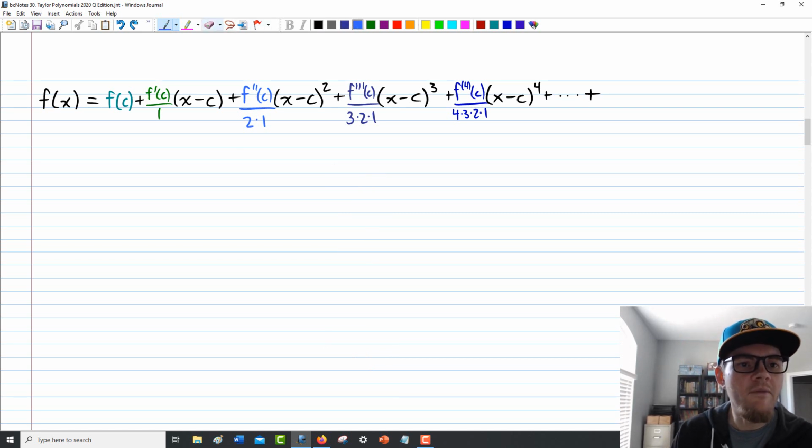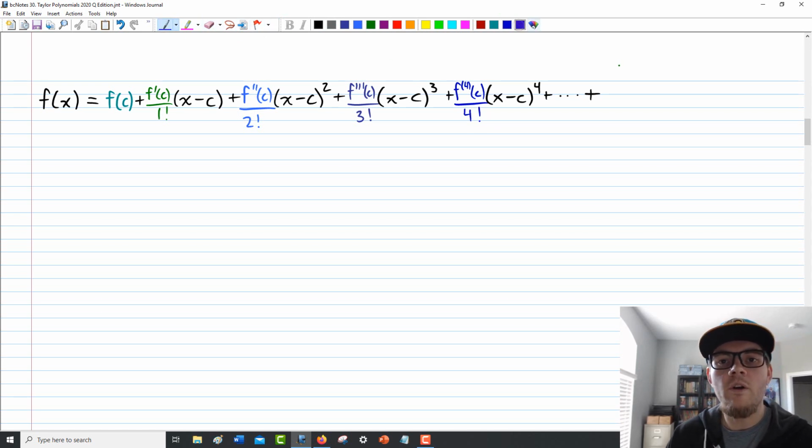It may not be immediately obvious, but the first one was 1 factorial. The second one was 2 factorial. The third one is just 3 factorial. The fourth one, that rich royal blue that I chose there, that one is 4 factorial. Basically, this is just a factorial pattern.